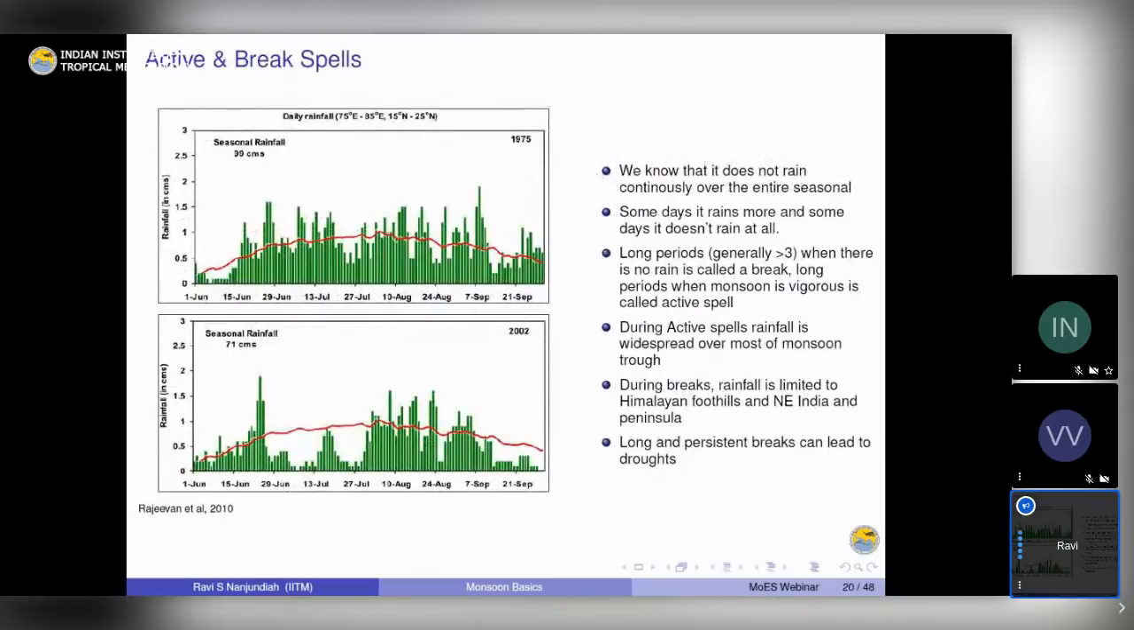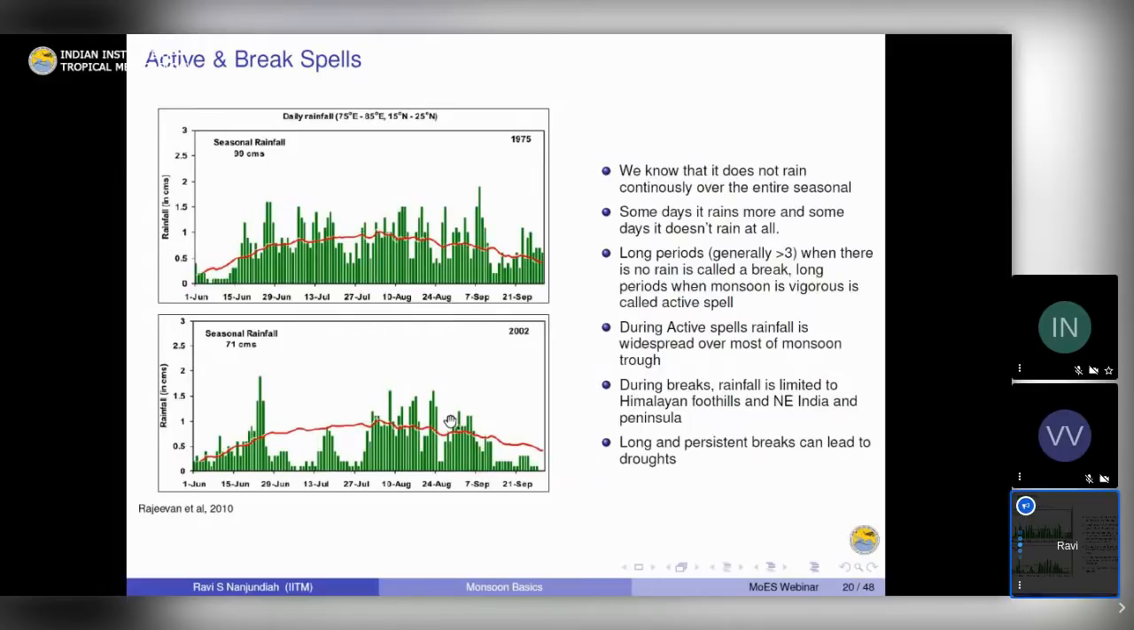So now let's see, we looked at the mean picture, but we know that within the monsoon season, it's not that every day the rainfall occurs with the same intensity. There are periods when we get very heavy rainfall. Then there are periods when there is very little rainfall. So we know that there are spells we call active, when the rainfall is very high, and periods when there is very little rainfall.